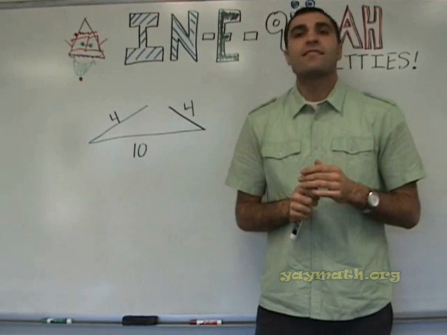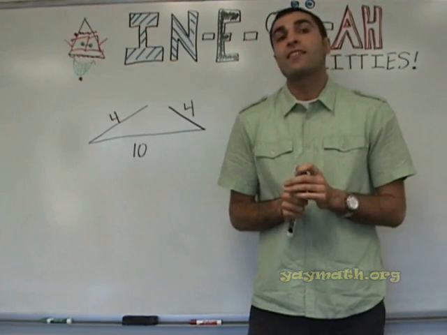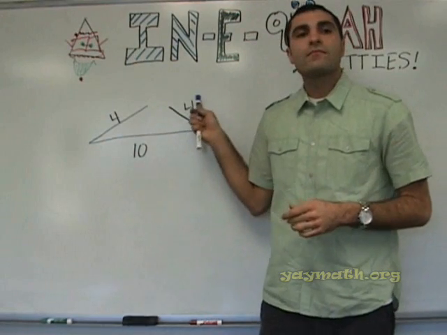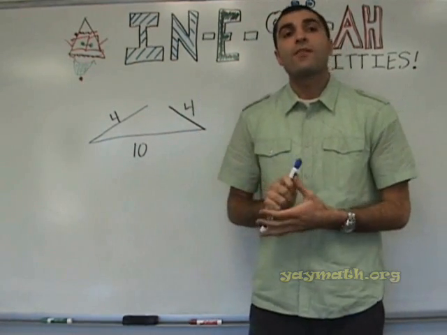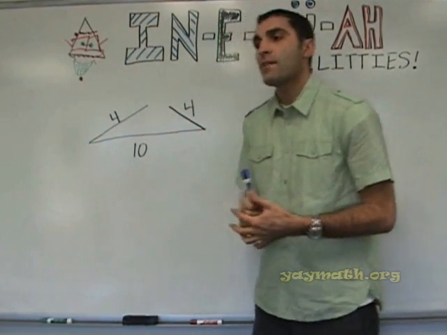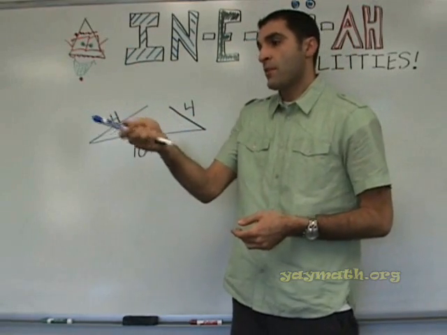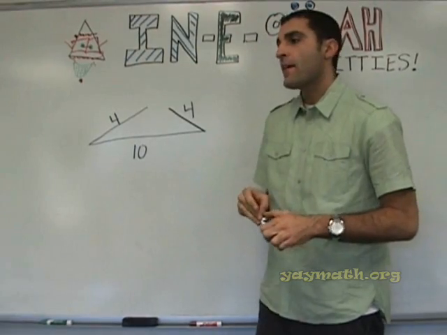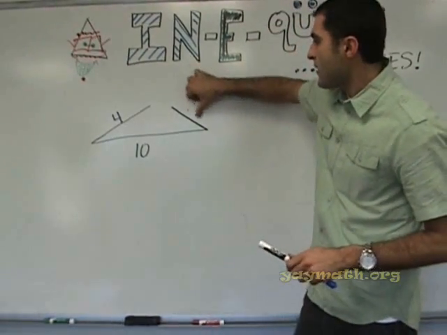I'm seeing this motion and you're correct. Care to explain why? Because the two smaller sides aren't long enough. Right. The two smaller sides aren't long enough. They can't reach each other. Put another way, they don't add up to 10. All right, they don't add up to 10. This is good, you guys are getting it.